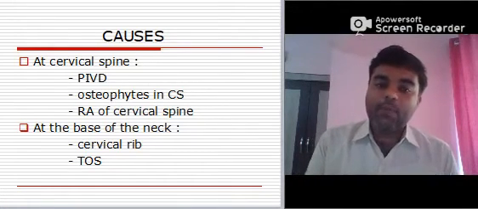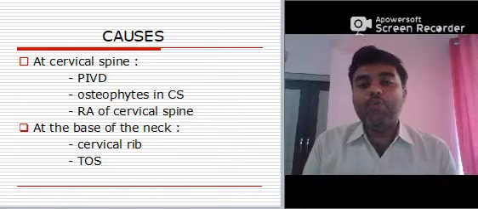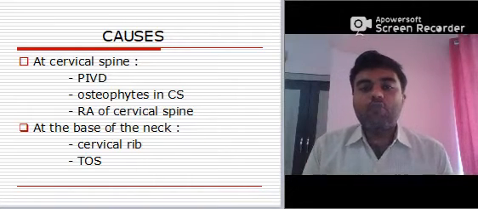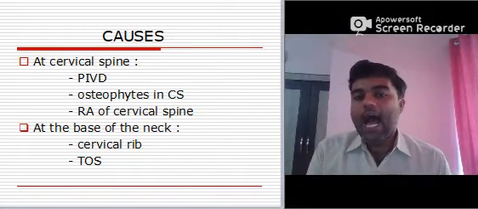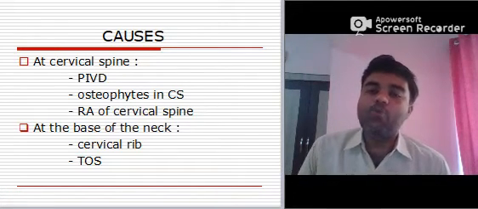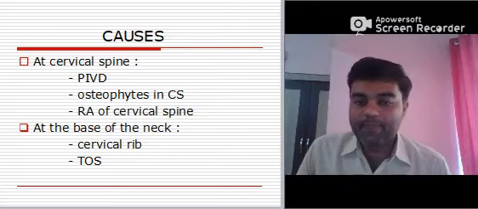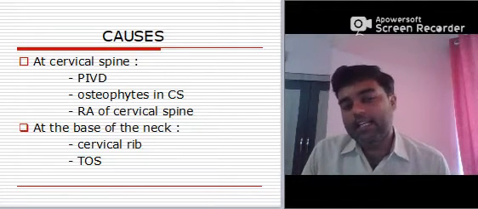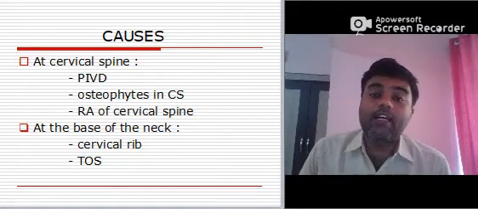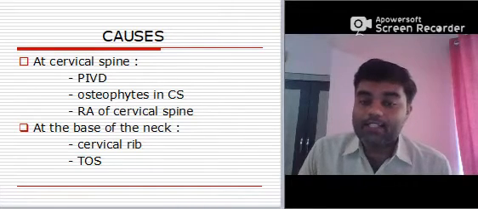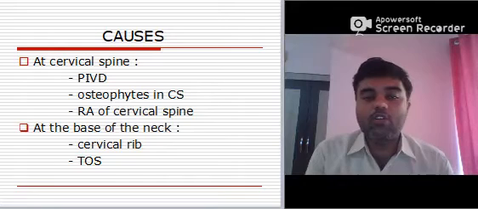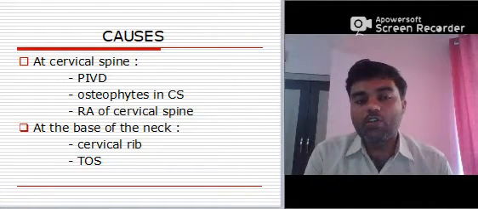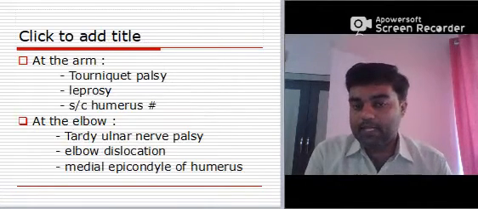At the cervical spine, there are chances of PIVD, osteophytes in CS. CS means cervical spondylosis. RA of cervical spine means rheumatoid arthritis of cervical spine. At the base of the neck, there are chances of cervical rib and TOS. TOS means thoracic outlet syndrome. So these are the causes of ulnar nerve palsy.